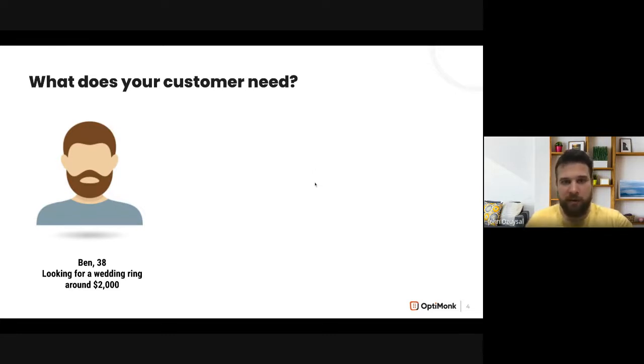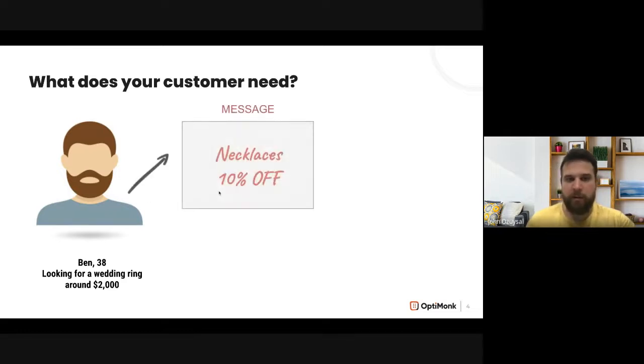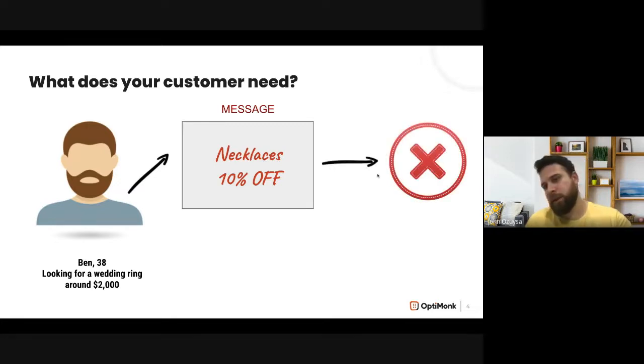Okay, let's go with the practical example. We have Ben, my buddy, 38 years old, looking for a wedding ring around $2,000. He comes to your website, and then you're pushing this message to him: necklaces for 10% off, right? And then what happens? Beep, you annoyed him because he's not looking for necklaces. He's looking for a wedding ring, and then you keep pushing him this message about 10% off in the necklaces. Well, that's an annoying pop-up, okay?